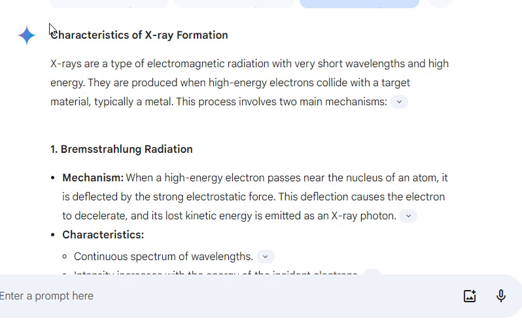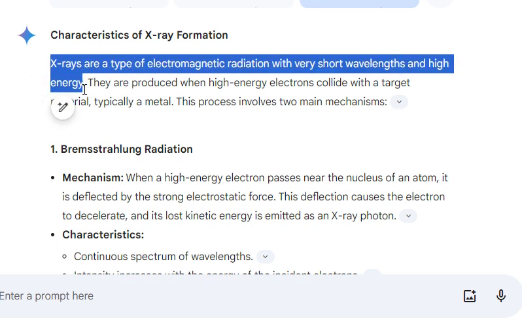Hi friends, today we are going to see the topic how X-rays are being formed. So let's see the key characteristics of it. X-rays are a type of electromagnetic radiation with high energy.